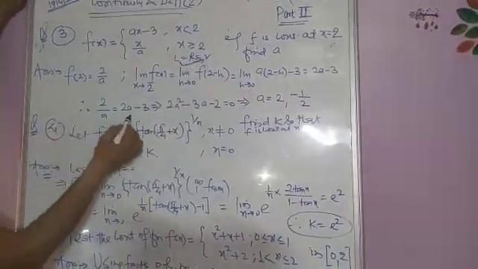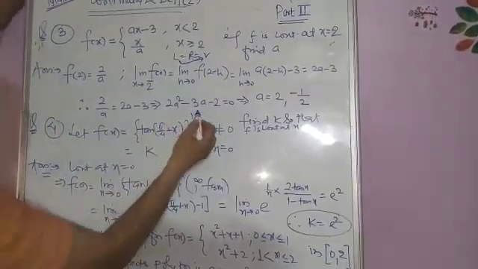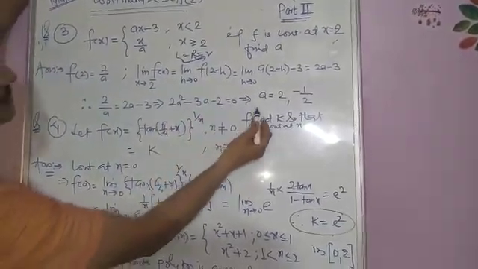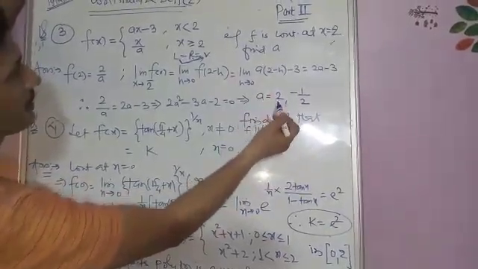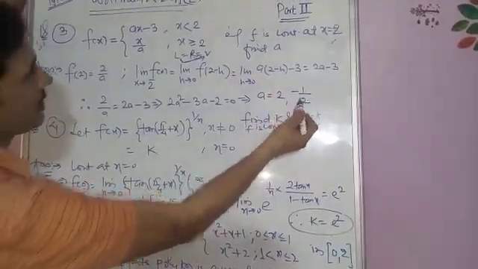Therefore 2 by a equals 2a minus 3, so 2a square minus 3a minus 2 equals 0, a equals 2 and minus 1 by 2. Here the unknown values of a are 2 and minus 1 by 2.